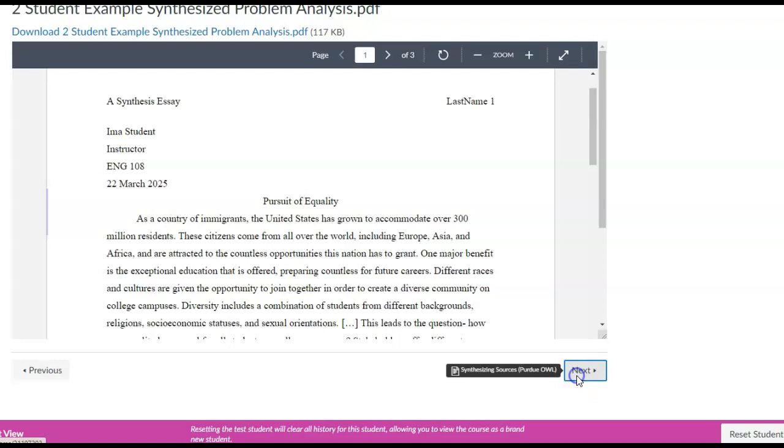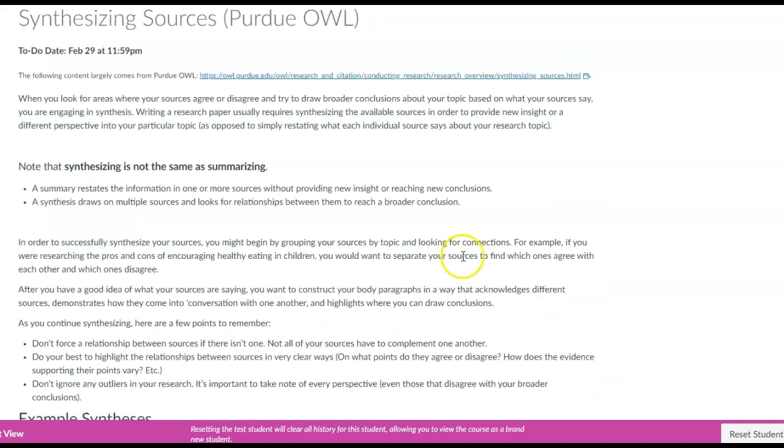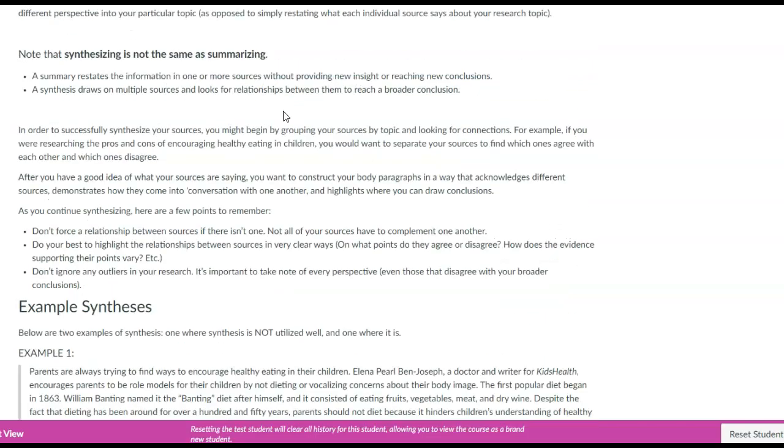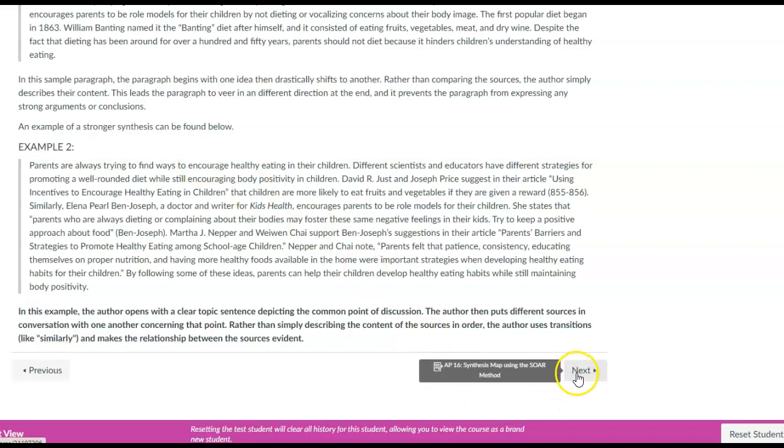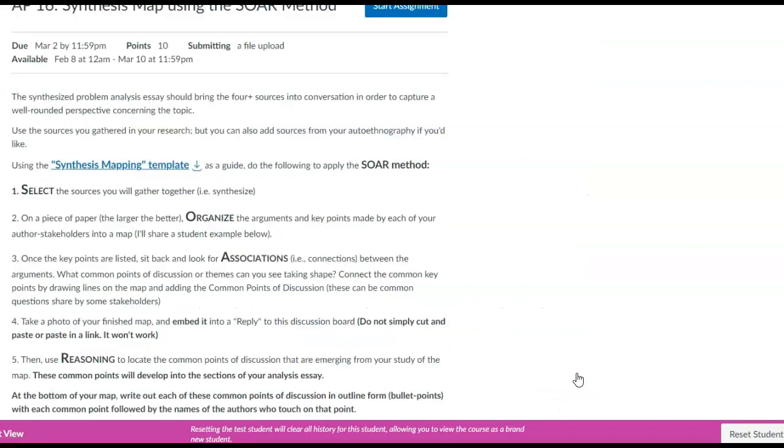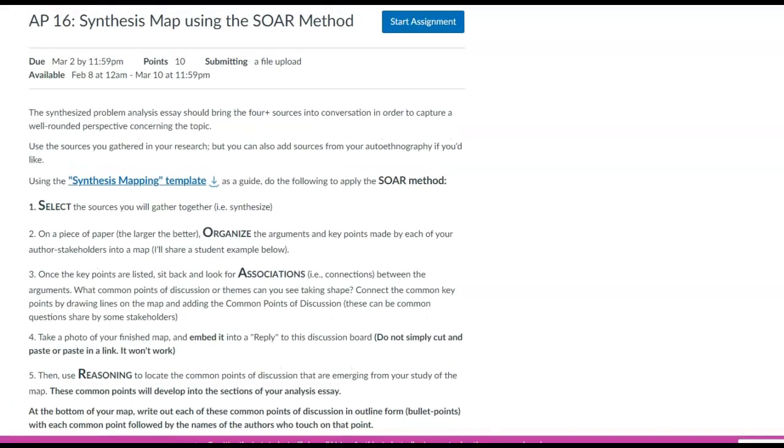But if we look at what's next, it's just some reading on synthesizing sources, what it means, some good examples on synthesizing sources. And then we've got, this is what's going to be due. Let me move this up a little bit. There we go. This is what's going to be due by Saturday.